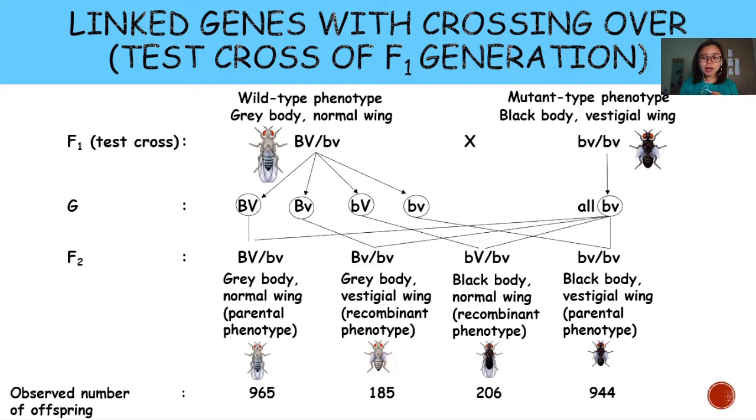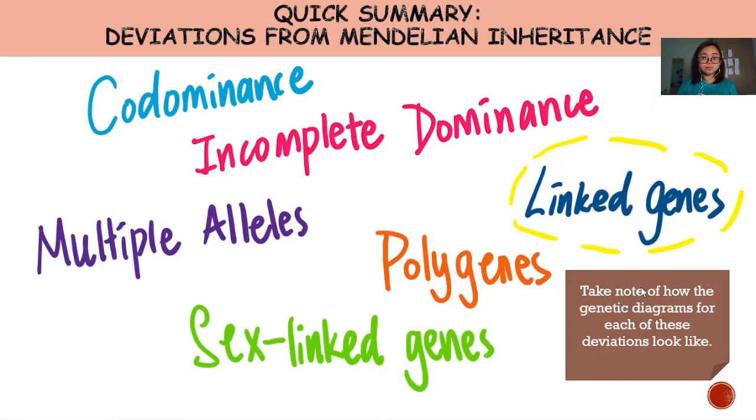Macam contoh ini, bilangan yang ikut bapa adalah 965. Bilangan yang ikut mama adalah 944. Yang campuran ada macam mama dia sedikit, ada macam bapa dia sedikit, adalah 185 dan 206. So you can see here from the numbers, this is link gene. Dia punya number pelik. Dia tidak akan ikut 1 nisbah 1 nisbah 1 nisbah 1. Okay, so if you see this kind of numbers, then you know for sure that this is a link gene question. Okay, so itu sahaja untuk 4.2.